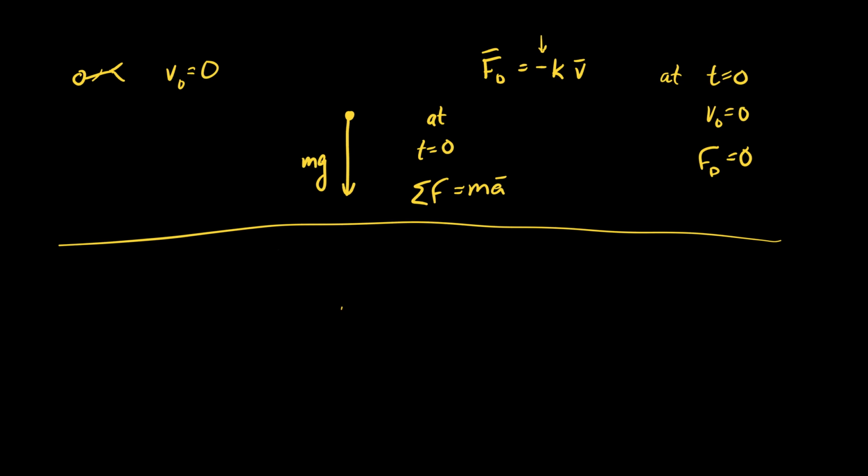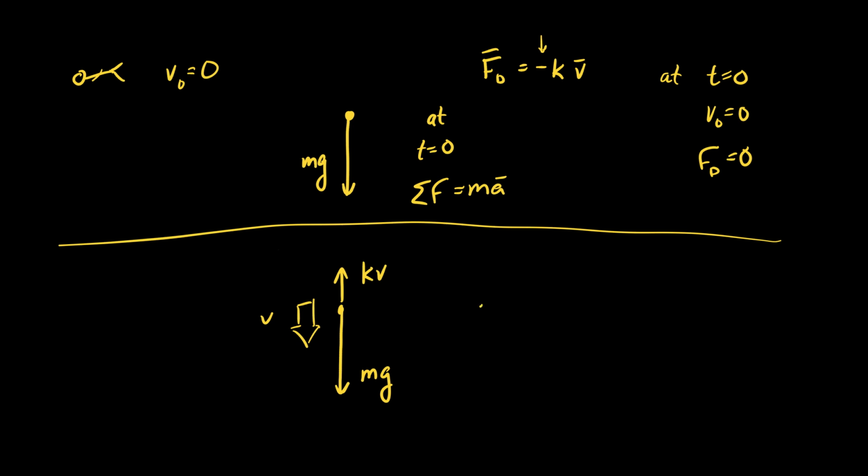So after a few moments, they are certainly moving downwards with some velocity. This is no longer t equals 0. This is t equals some time in the future. Their weight will not have changed. But now they are moving, so they must be experiencing a drag force that is upwards equal to kv. This is sometime in the future.